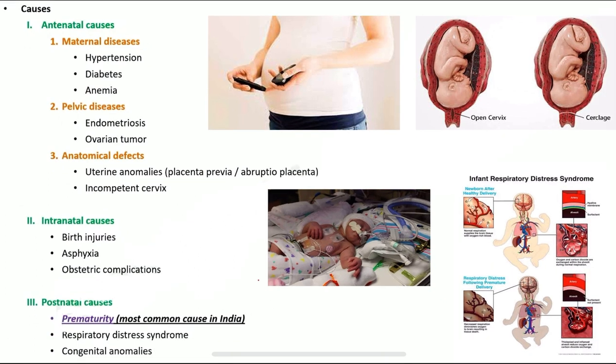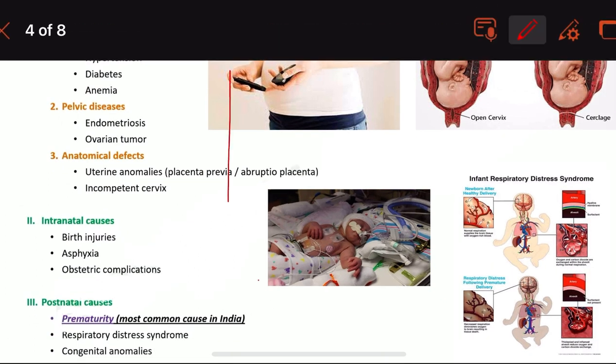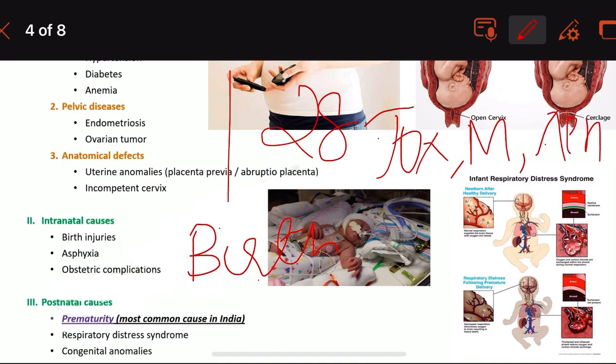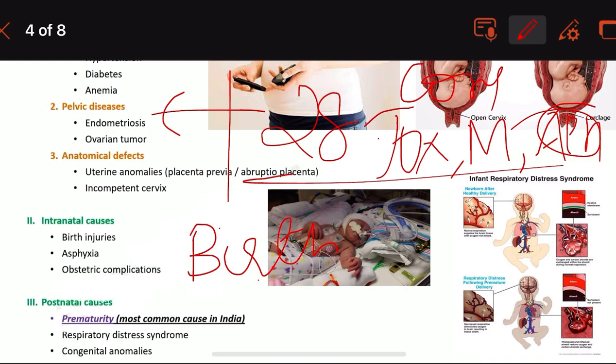And next we have the intranatal. So we know that during birth, this was from the 28 weeks of gestation. We also saw toxemia of pregnancy, malnutrition, and antepartum hemorrhages, that is placenta previa and abruptio placenta. We have already seen congenital defects. All of these are also included in antenatal causes, if you want to write some more extra points. Next we have intranatal causes.